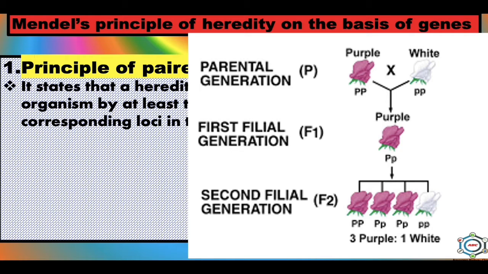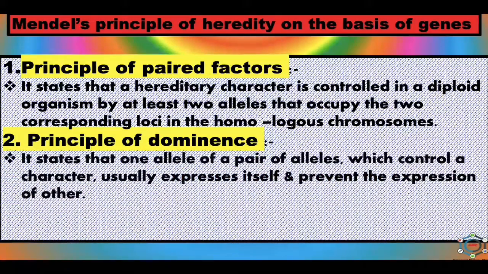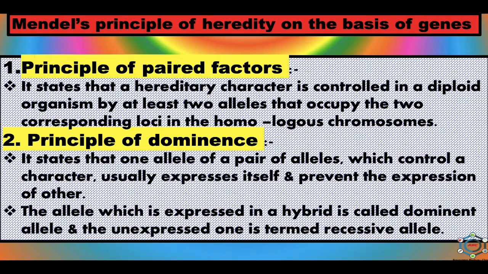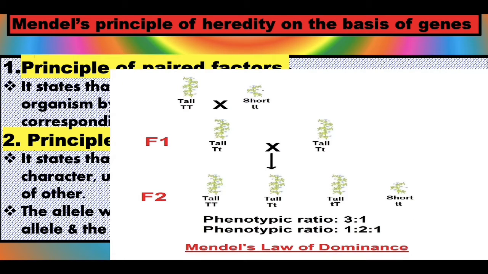The two alleles for a trait are similar in a homozygous individual, for example, here the capital P is a pure purple flower, and are dissimilar in a heterozygous individual, that is capital P small p, which is a hybrid purple flower. Now, the principle of dominance. It states that one allele of a pair of alleles which control a character usually expresses itself and prevents the expression of the other. The allele which is expressed in a hybrid is called a dominant allele and the unexpressed one is termed the recessive allele. So here in this picture you can see Mendel's law of dominance.